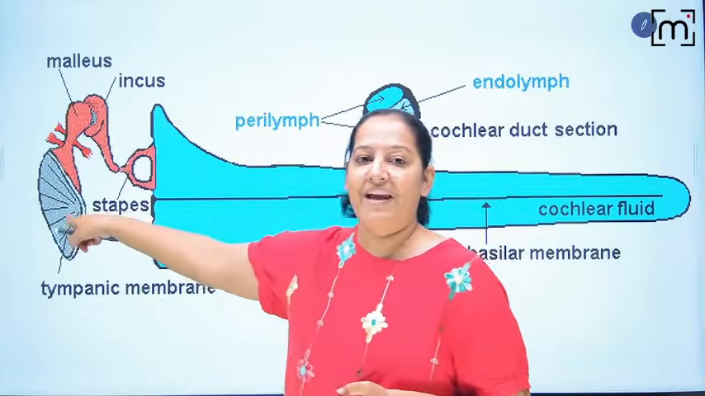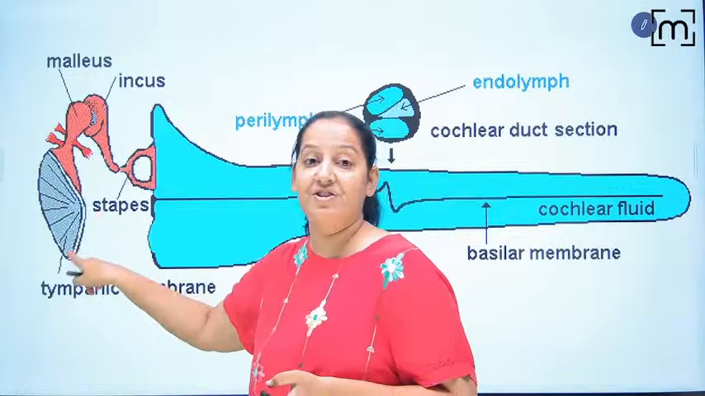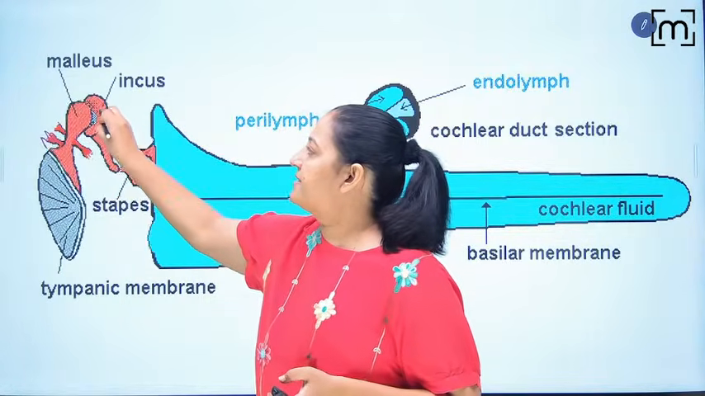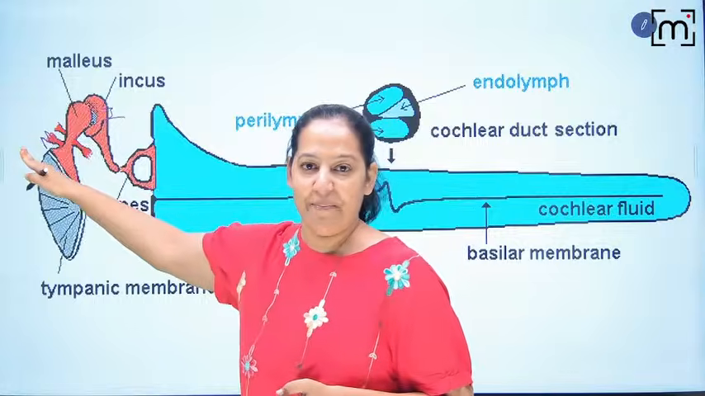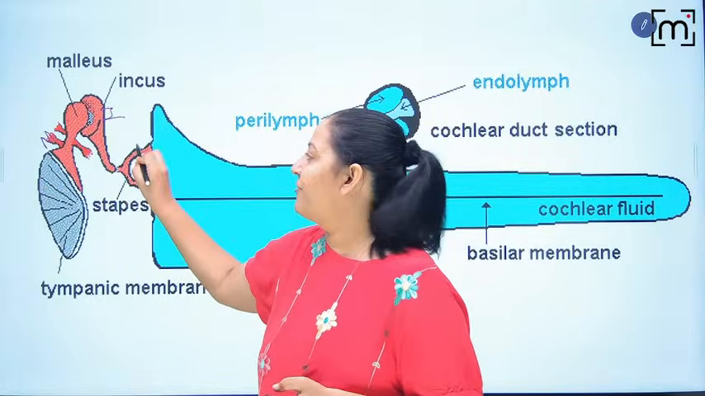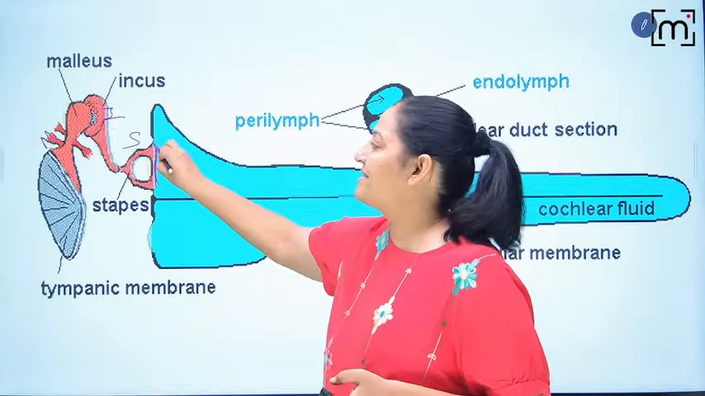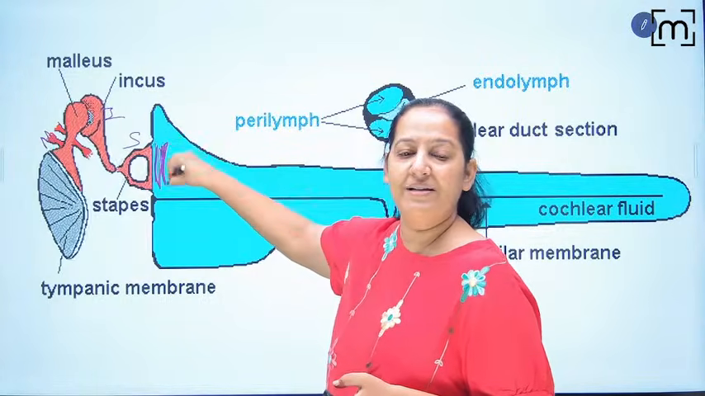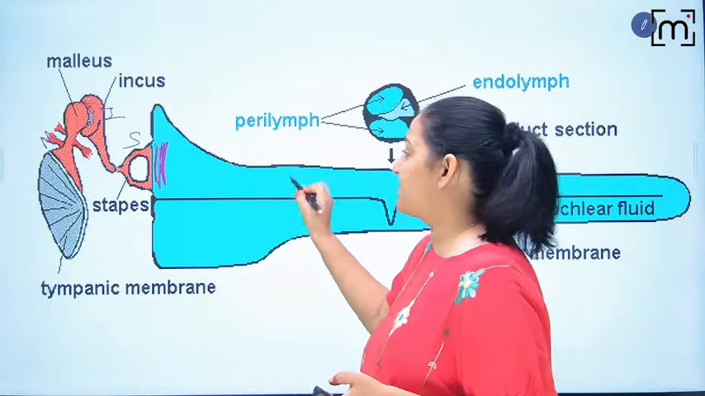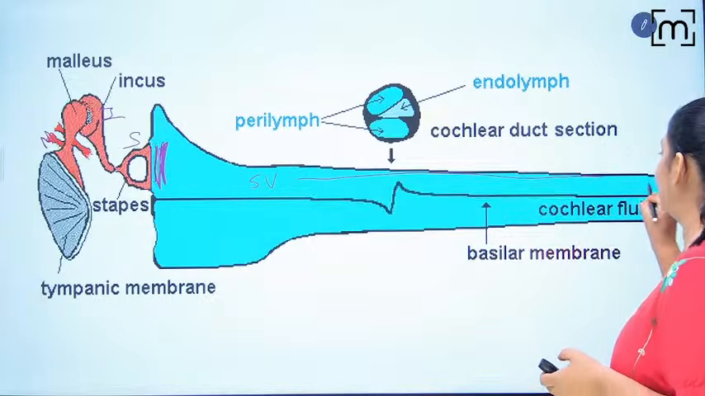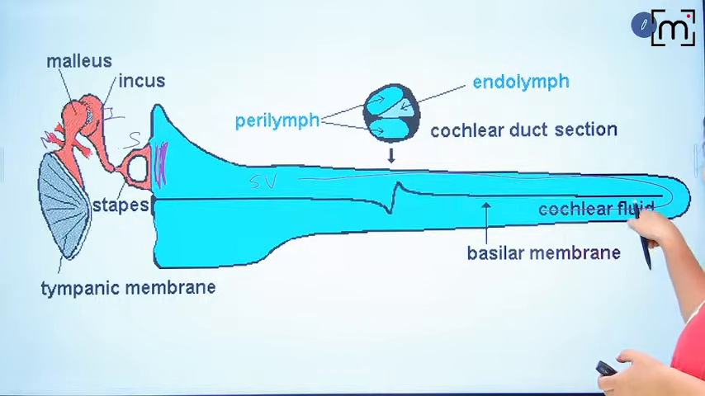We can see this is the tympanic membrane. Appreciate the umbrella shape. Appreciate, this is M. This is I. I'm not interested in M. I'm not interested in I. I'm interested in S, the stapes. I'm interested in the foot plate of the stapes. It is connected with the scala vestibuli. The scala vestibuli is connected with the scala tympani at the helicotrema.